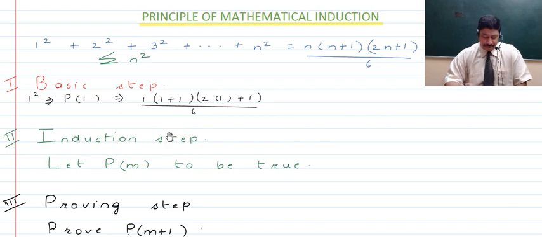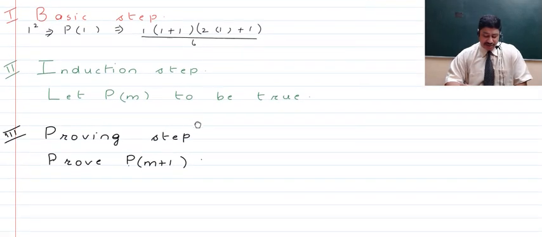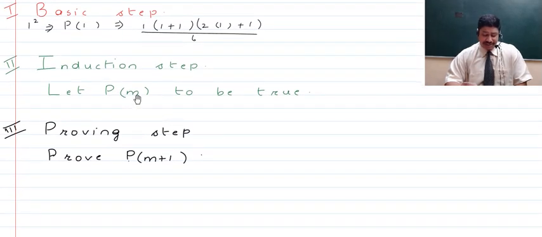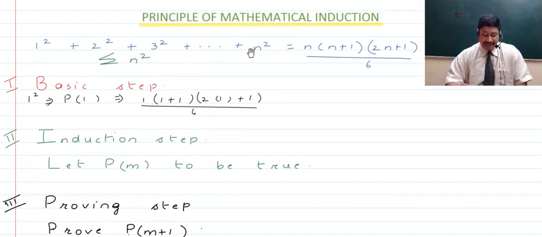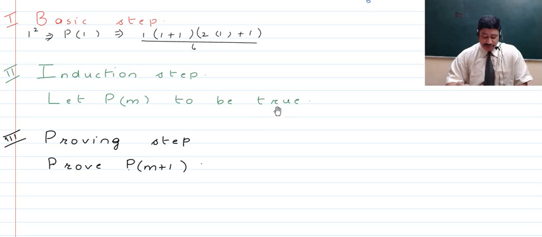After that, guys, we come over to the induction step, where we talk about taking Pm to be true. That is, on the left hand side we pick up m terms, and on the right hand side, in place of n, we substitute m, right? And then we consider it to be true.